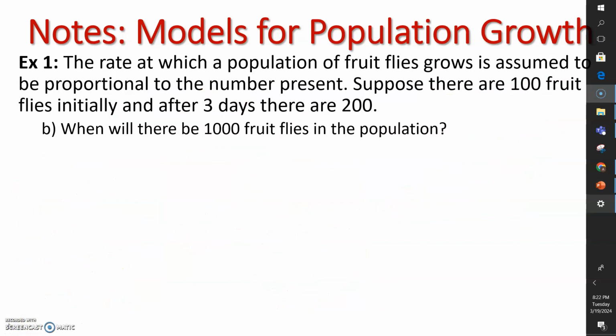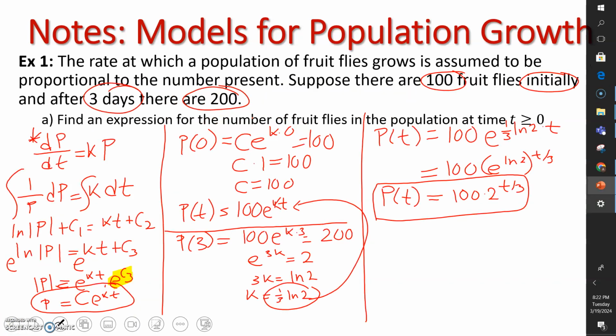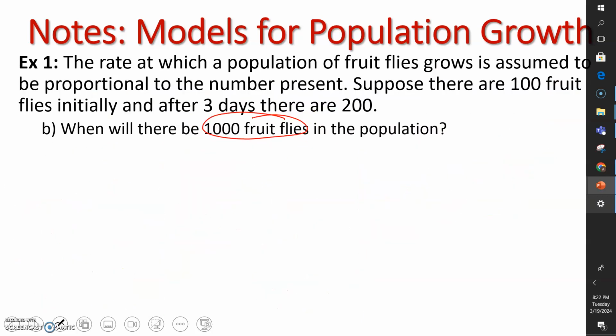Now for the second part. When will there be 1,000 fruit flies in the population? Now note, this here models the population. So the question is, when will P of t be 1,000? So we'll set that equal to P of t. So 1,000 is equal to 100 times 2 to the power of t over 3. And now we're going to algebraically solve this. So let's divide both sides by 100.